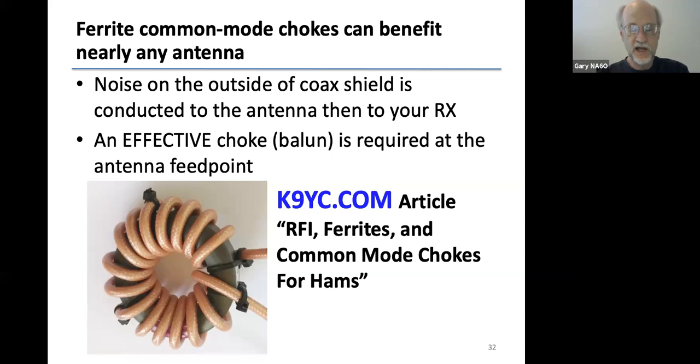Well, the shield of the coax, where does it go? It goes up to one side of your antenna. Once it hits that one side of your antenna, then it goes down the inside of your coax to your receiver. So if you put a choke at the antenna feed point, hanging up in the air, that can be very effective at reducing that kind of noise pickup. These can be optimized, and this particular article that K9YC has written gives you the background on this, and it even has a cookbook on exactly how many turns of what kind of coax to use on what kind of core to get the best results. But any choke is better than no choke.